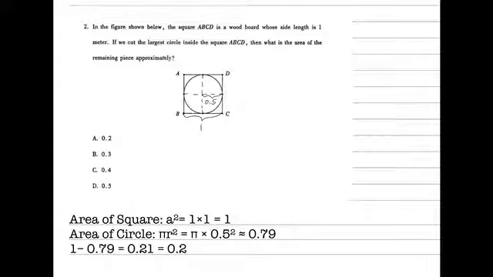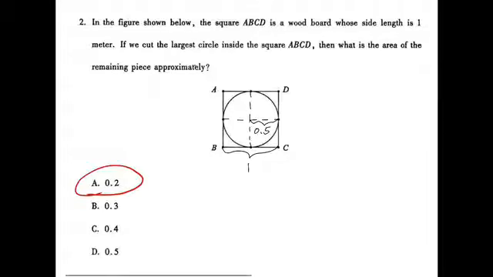And to find the area of a circle, the equation is pi r squared, where r is the radius. In this case, it's half of the side of the square, so it's 0.5. So the equation would be 0.5 squared times pi, which is almost equal to 0.8. The last step is easy. 1 minus 0.8 equals 0.2. So the answer is A, 0.2.